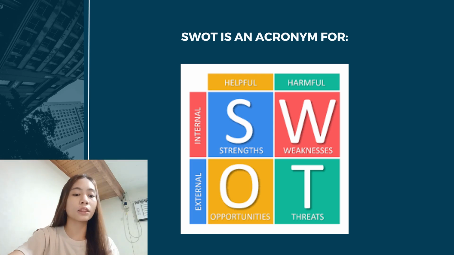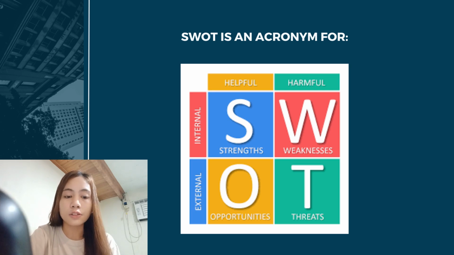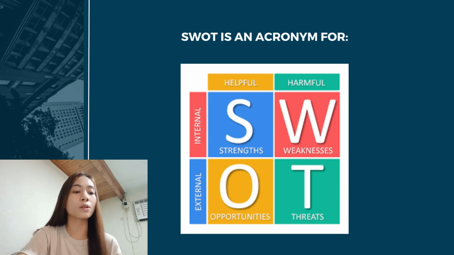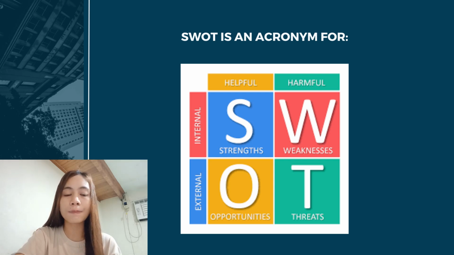So mapapansin natin dito na strengths, the weaknesses, opportunities, and threats pwede siya maging under the helpful and harmful, internal and external. So this image depicts a 2x2 matrix with the following elements. So sabi nga dito, the internal factors consist of strengths and weaknesses. So these are the factors within the control of the organization kung saan dito may control yung mga business owners. While the external factors are the opportunities and threats. So these are the factors outside the control of the organization.